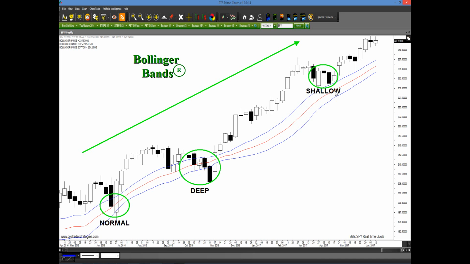The first one was just a standard normal pullback. The second one lasted much longer and went down much further, so it was a deep pullback. And then the third one was a shallow pullback. It didn't go down very far and lasted a very short time.